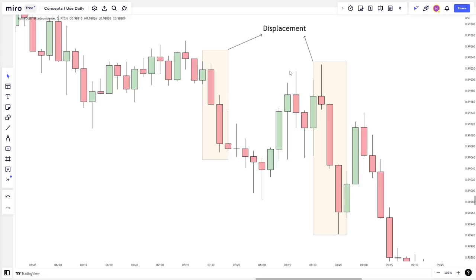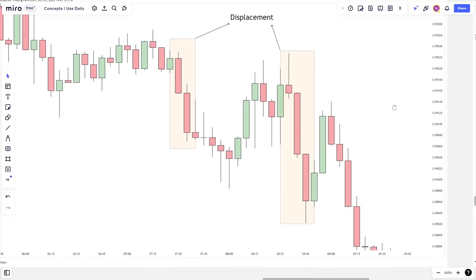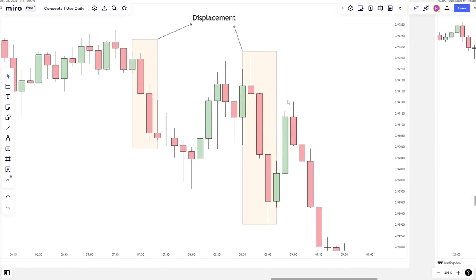Now we have a run on buy side liquidity. What do we see here? Aggression lower. Well, I was going to say quite aggressive, but a very aggressive move lower that creates this displacement that we're seeing. Also, what does it create?